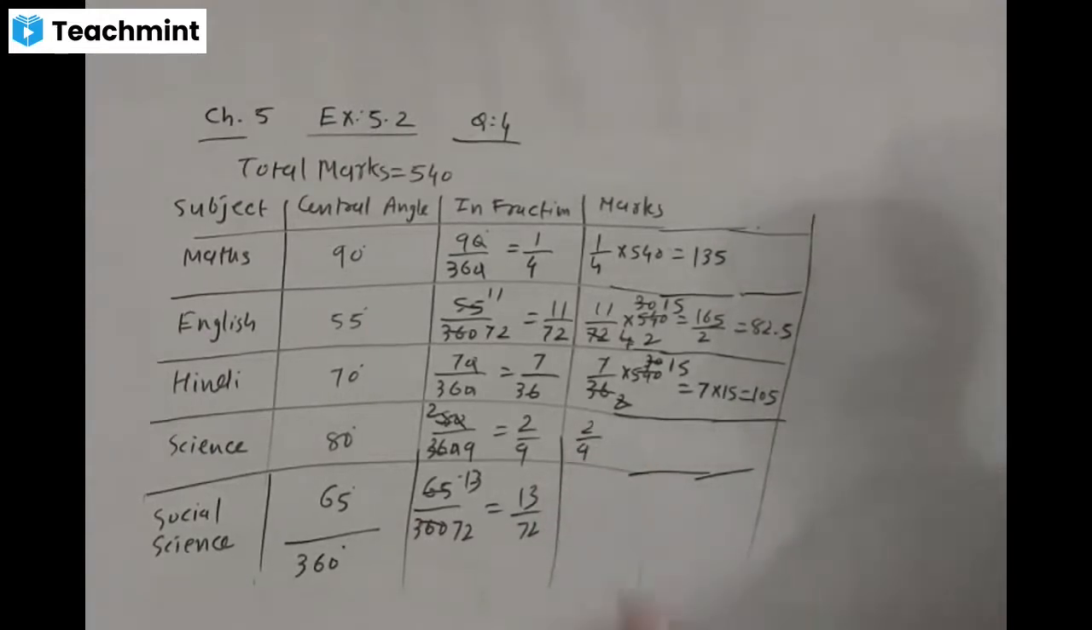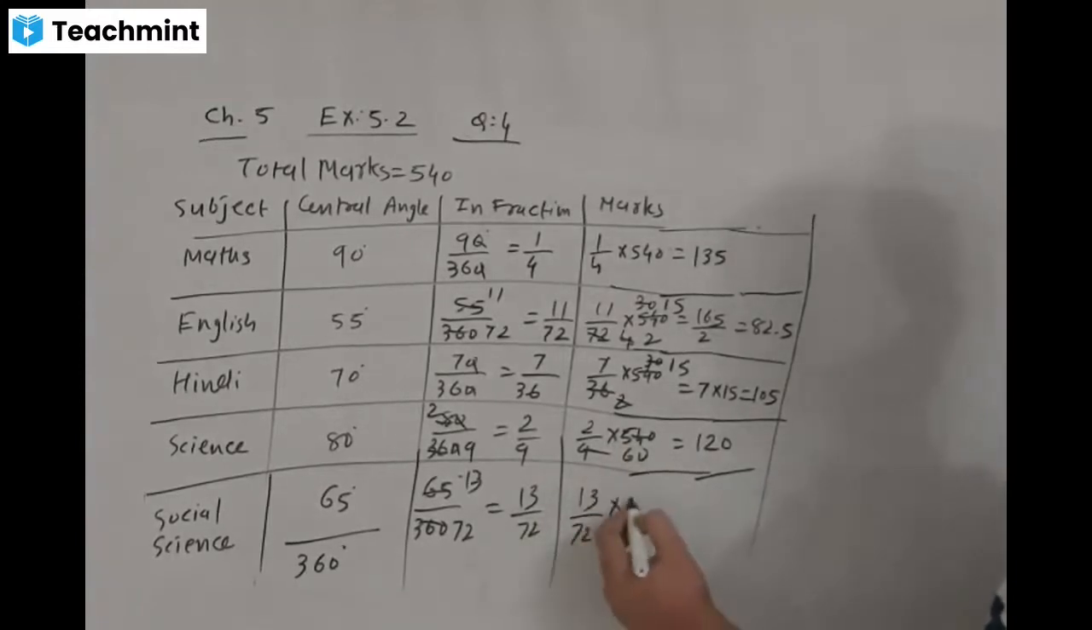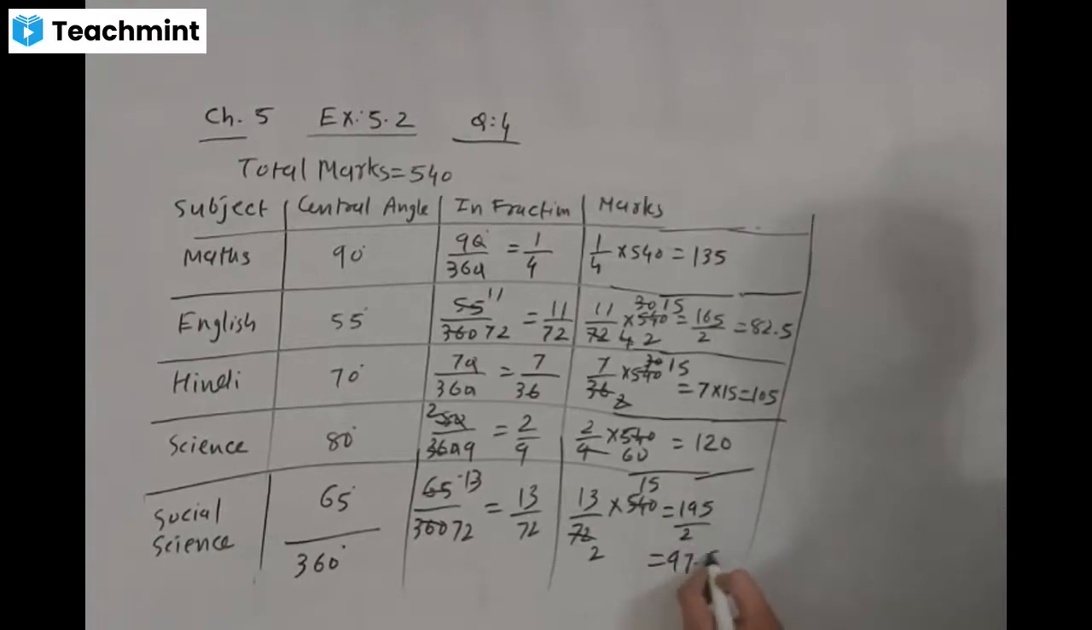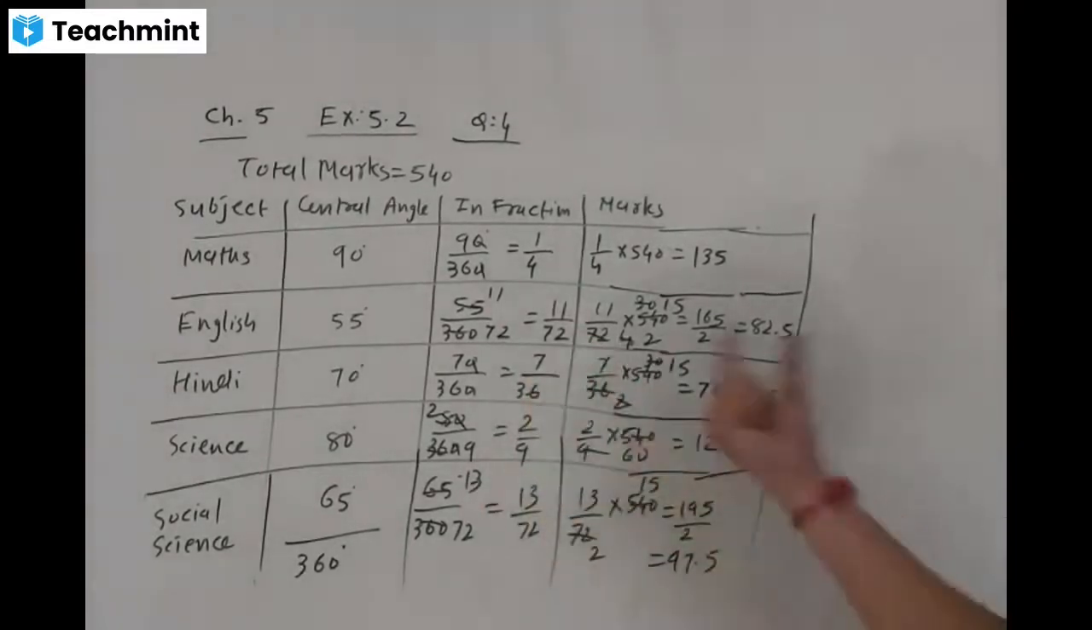In science, 2 by 9 into 540, that is equal to 60. 60 into 2, that is 120 marks in science. And 13 by 72 into 540, divided by 2 is equal to 15. So 15 into 13 is 195 by 2, that is 97.5 marks in social science. Okay, clear? So from the central angles and subjects, what did we find?